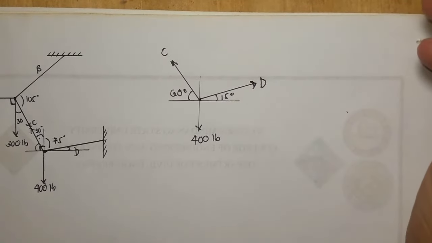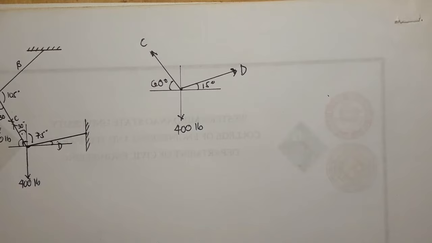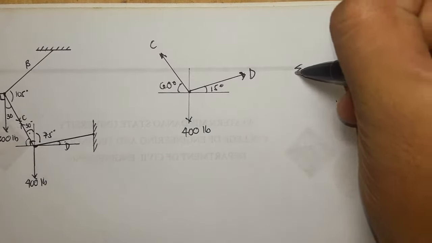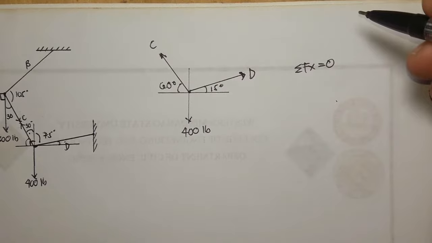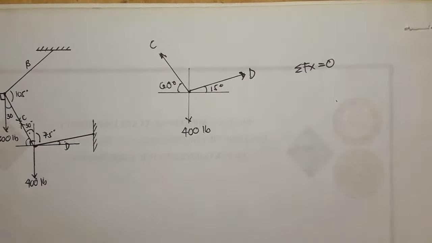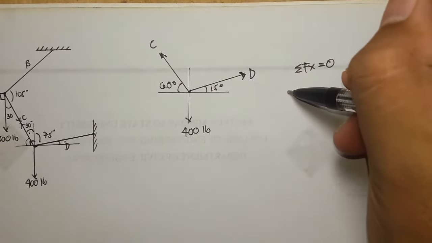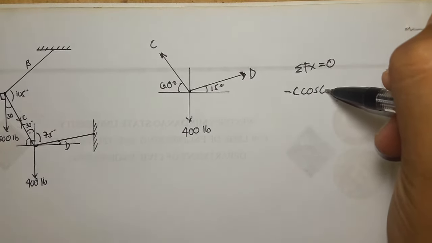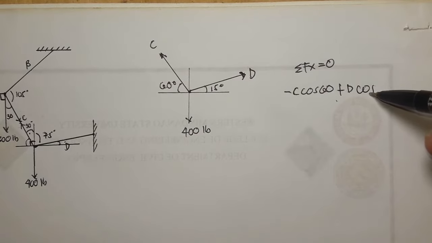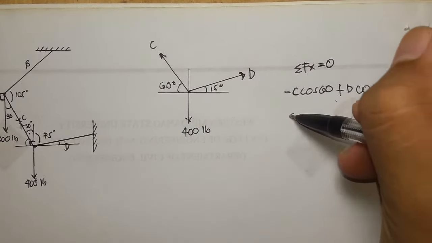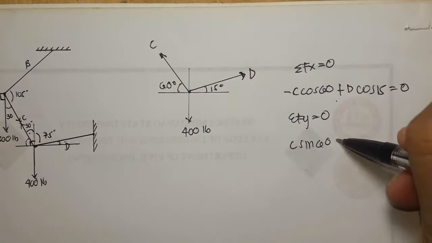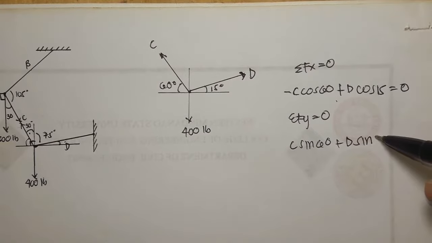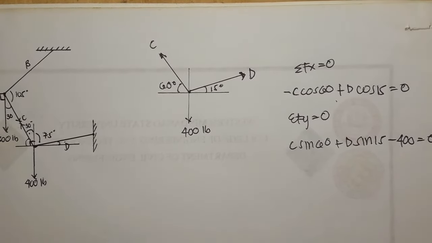By summing up forces X and Y, using our scientific calculator, we can solve 2 unknowns with 2 equations. Summation of forces X equals 0. Again, we equate this to 0 because we are now in an equilibrium force system. So let's start: negative C cosine of 60 degrees plus D cosine of 15 degrees equals 0. The summation of forces Y equals 0: C sine of 60 plus D sine of 15 minus 400 equals 0.